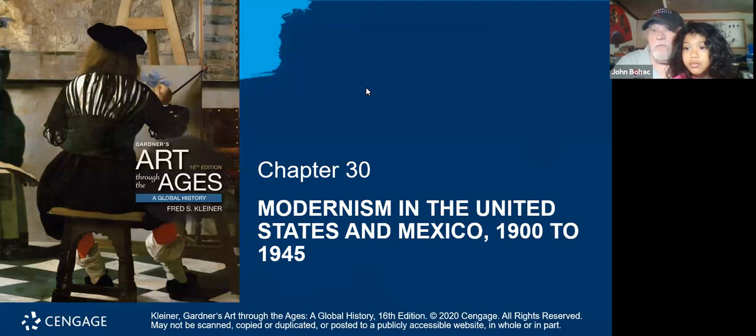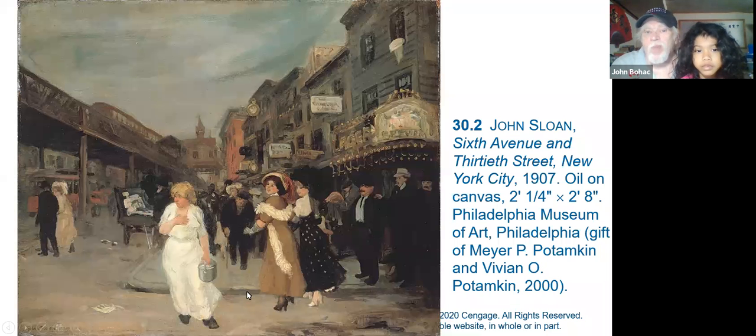So let's get it started. Finally, after all this time, we're going to take an extensive look at the United States and Mexico, and it follows a different trajectory.